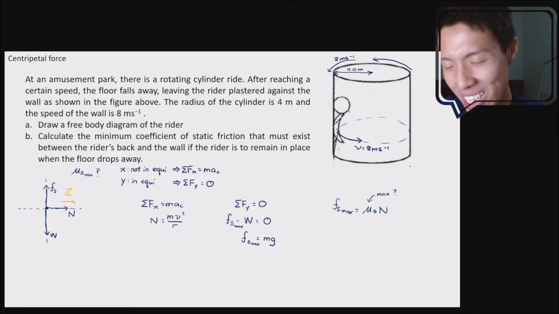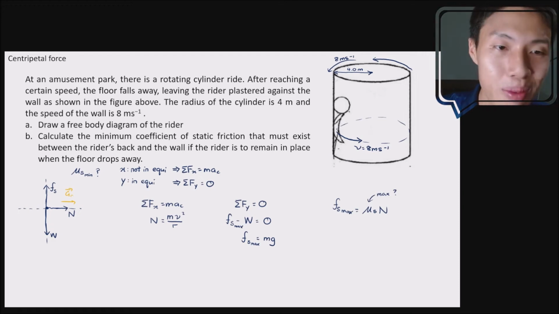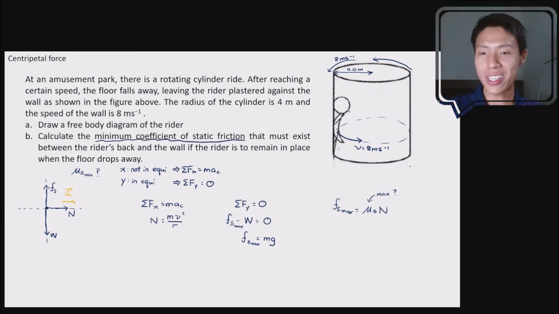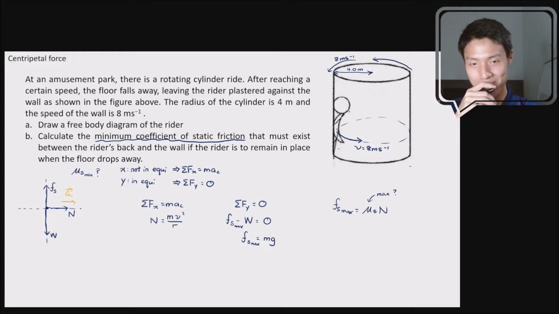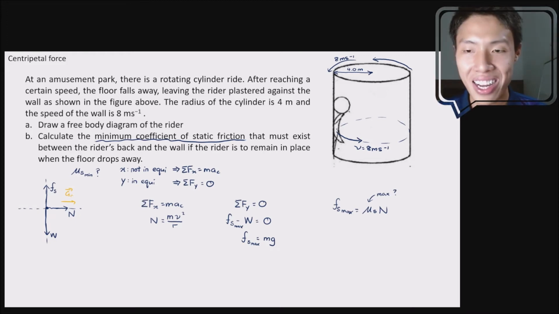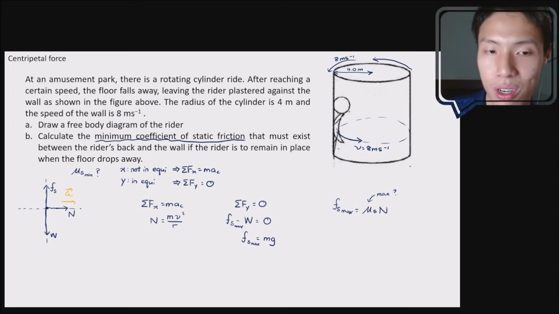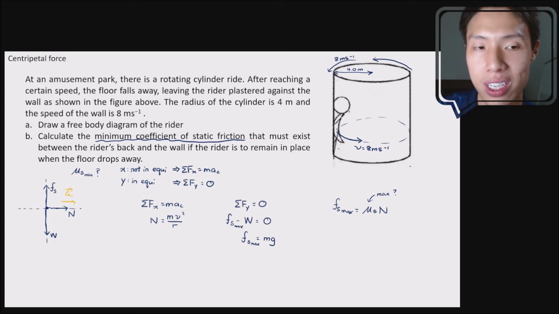But they're asking for the minimum coefficient of static friction. So why is it maximum static friction but minimum coefficient of static friction? To explain this is a bit complicated, I will try to do it. But let's try to finish the question first, then after that, I'll explain how it works. Why is it the minimum coefficient of static friction?